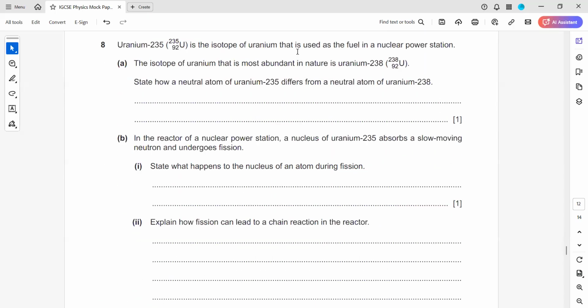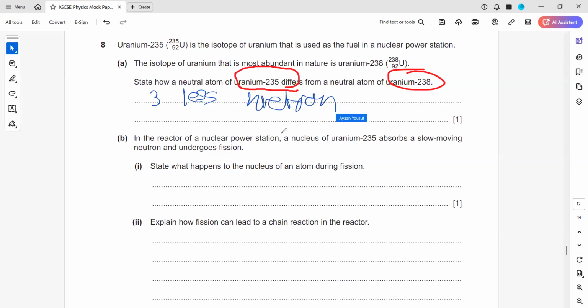Uranium 235 is the isotope which is used in power stations. State how a neutral atom of uranium 235 differs from a neutral atom of uranium 238. What is the difference between uranium 238 and 235? They have a different number of neutrons. Uranium 235 will have 3 fewer neutrons. Uranium 238 will have 3 more neutrons.